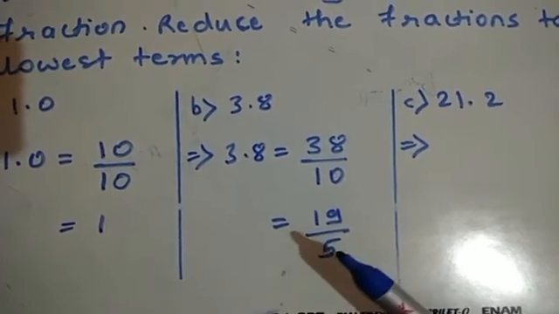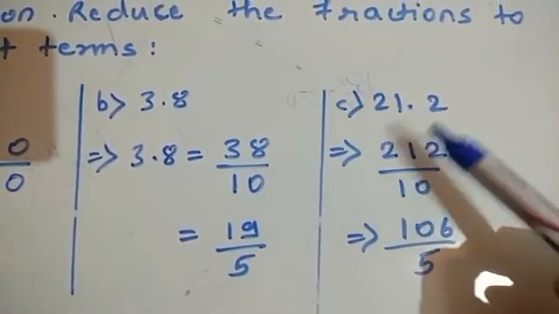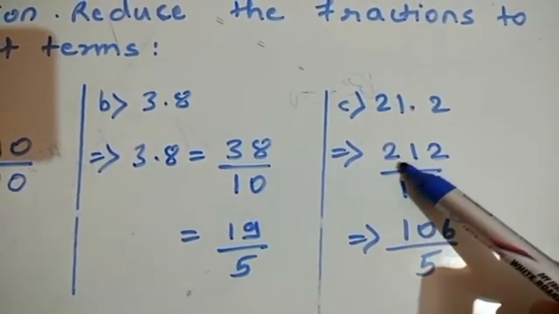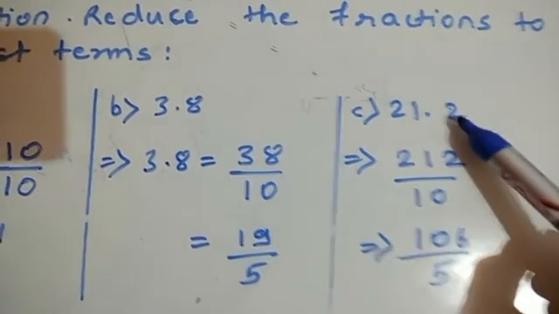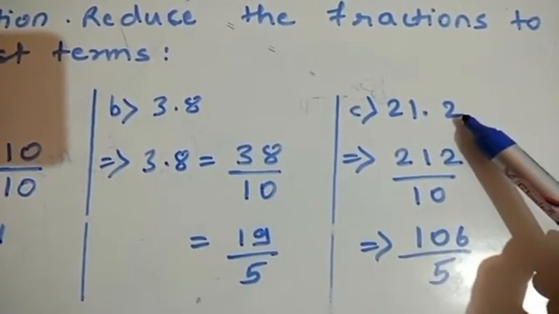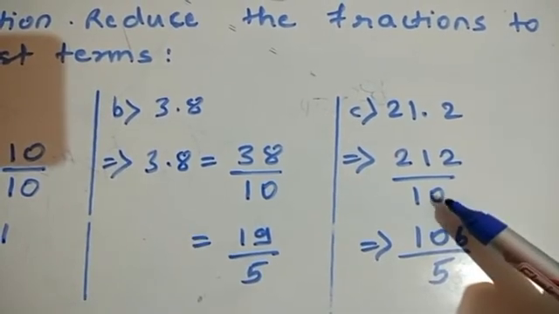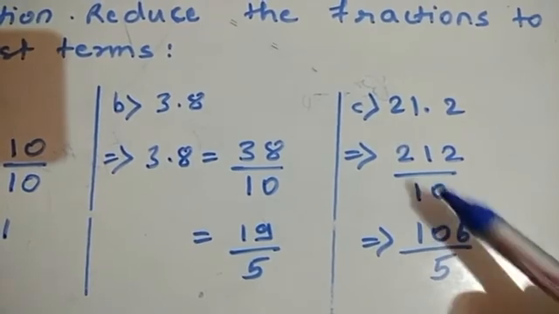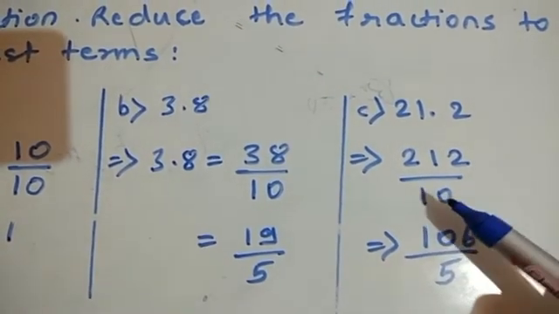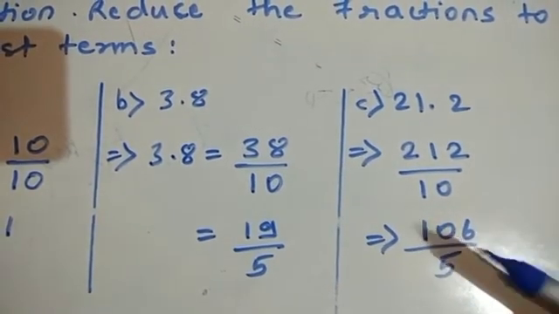See one more example here, 21.2. Therefore 21.2 we can write as, without decimal point, 212. Now here in the denominator 10 will come. Why? Here in the decimal part only one digit we have, right? Therefore 1 zero will come followed by 1. Therefore this we can reduce, 212 upon 10, into its lowest term by dividing both numerator and denominator by 2. So 212 will become 106 and 10 will become 5. Therefore 106 upon 5 will be the required fraction. I hope you understood this part.